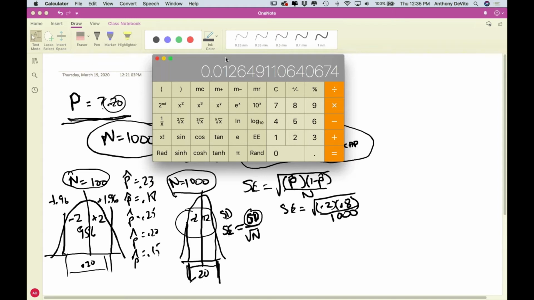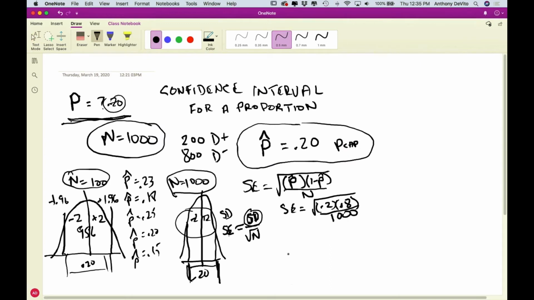Maybe you should take an extra decimal place when you're working. You always round at the very end, but for convenience right now, while working, I'm going to call that 0.013. So our standard error is equal to 0.013.